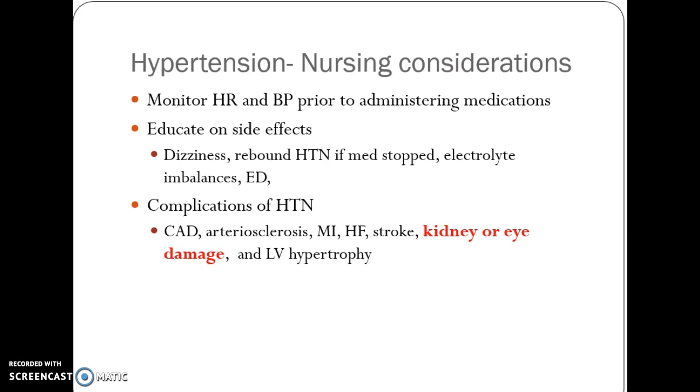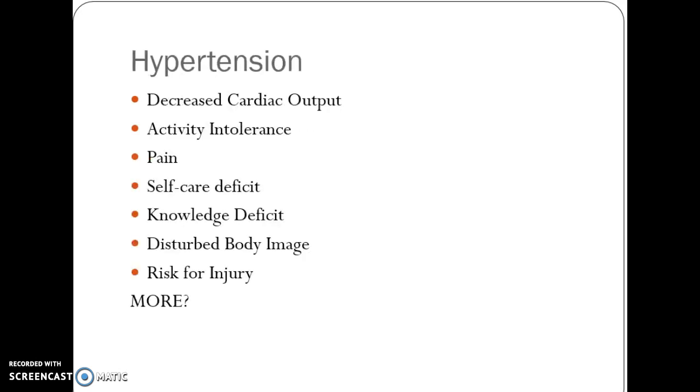There are complications of hypertension if it's left untreated: coronary artery disease, arterial sclerosis, heart attacks, heart failure, strokes, kidney or eye damage, almost always, and then left ventricular hypertrophy can happen.